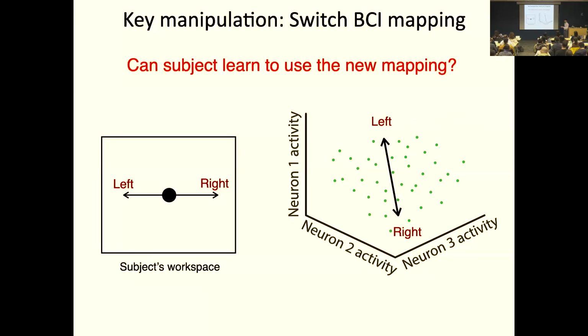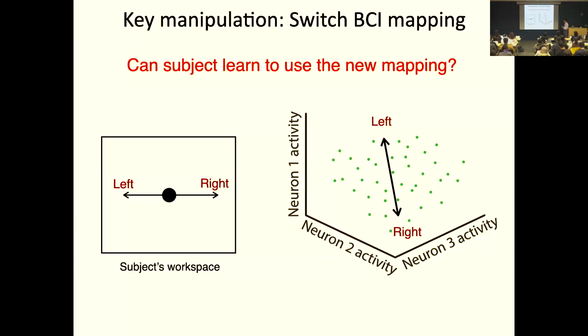And we asked whether the subject was able to learn to use this new BCI mapping. Now, if the subject wanted to move the cursor to the left, it would need to produce neural activity up here, whereas if it wanted to move the cursor to the right, it would need to produce neural activity down here.